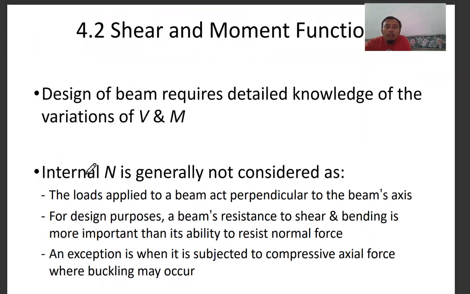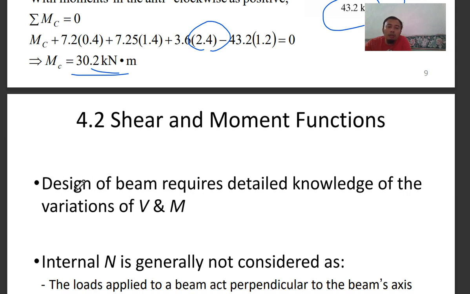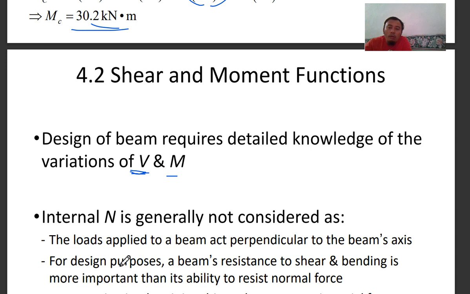Next is shear and moment function. Design of beam requires detailed knowledge of variations of shear and moment, because failure will occur due to moment, which is bending failure, or shear, which causes deformation of the beam. So usually we counter this with more stirrups, or a bigger size beam, or larger diameter of steel reinforcement.